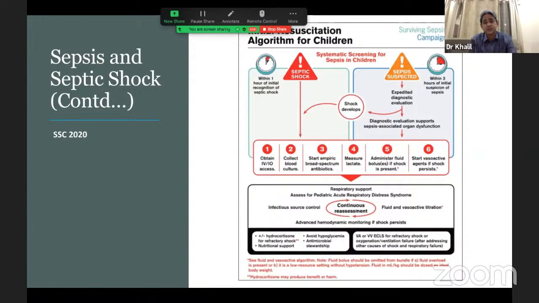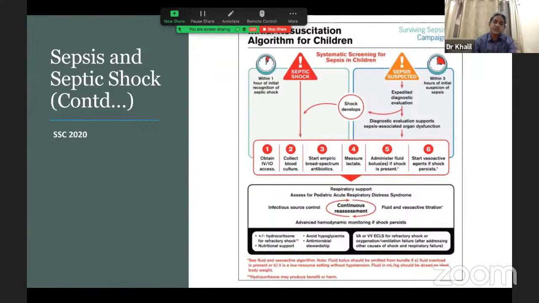If time permits, please do collect blood for culture, give an empiric dose of broad spectrum antibiotic, measure lactate, administer fluid boluses if shock is present. Start vasoactive agents if shock persists. Now, the importance of fluid and vasoactive agents, we all know, makes a difference in the outcome of these children.